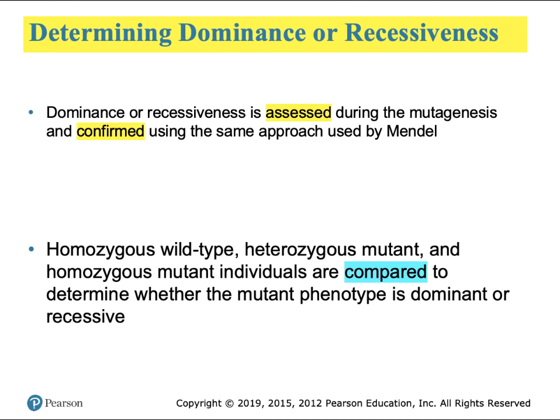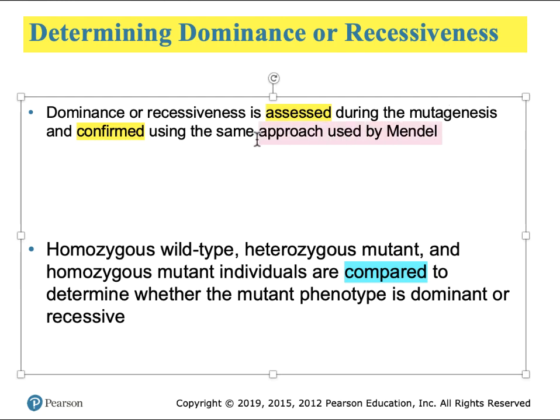How is one able to determine if an allele is dominant or recessive, sex-linked or otherwise? Well, these things are assessed during the mutagenesis experiments and confirmed in the same way that Mendel confirmed things, by breeding different combinations of individuals, whether they're haploid, sexually reproducing, or asexually reproducing. Simply by looking at the ratios within the offspring, one can have a great understanding of the relationship between the biochemistry and the genetics in terms of dominance and recessiveness.